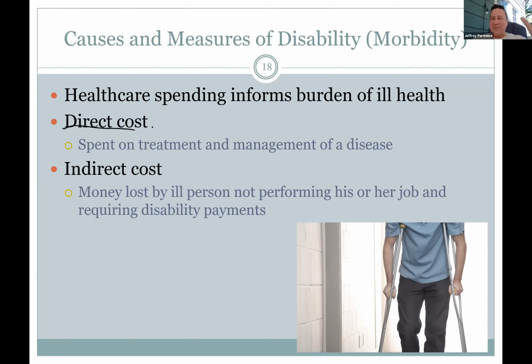But those direct costs you can imagine for an illness: what treatments do you need, et cetera. Indirect costs are the costs of having this disease, like not being able to work. It's money lost and productivity lost. So the direct cost is treating the disease, and indirect costs are everything else it costs because you have this disease.